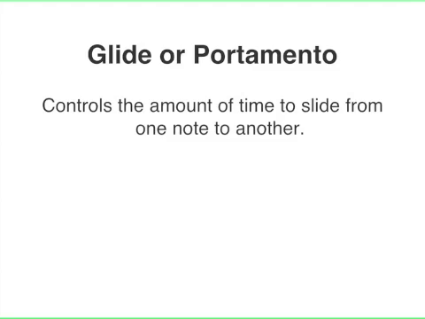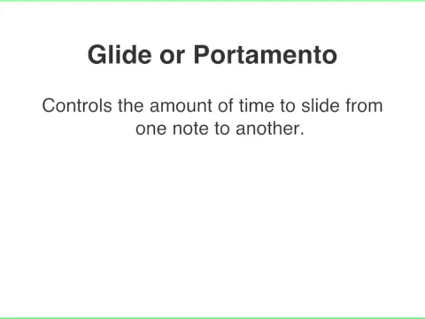So let's take a quick tour through some controls on a synthesizer. These are various aspects of a synthesizer that musicians use to control various aspects of the sound. The first control is glide, sometimes called portamento, and controls the amount of time to slide from one note to another. If you think about the way that a flute sounds, or an instrument where the notes slide from one to another, in other words, there's no clearly defined point where one note ends and the other begins.